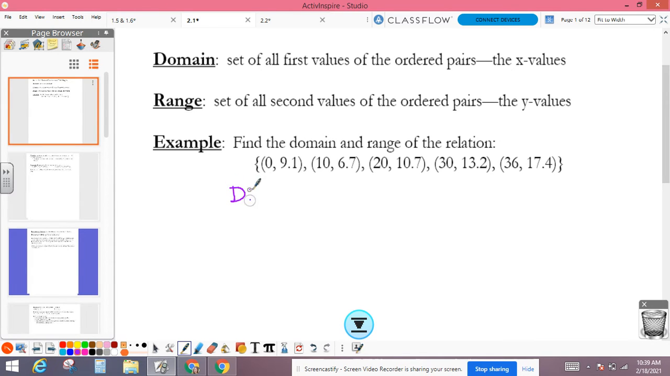Okay, so domain, we want 0, 10, 20, 30, and 36. We put these little fancy brackets just to say that it's a set. These guys right here, that's what they're supposed to look like. And then the range is just the second number. So the key is that you don't have to repeat yourself, and in theory, you should put them in order. But there is no actual rule that says that that has to happen.